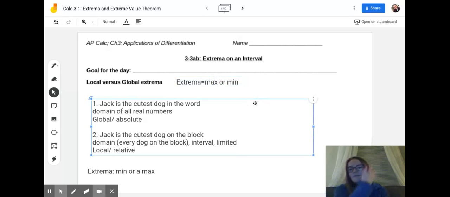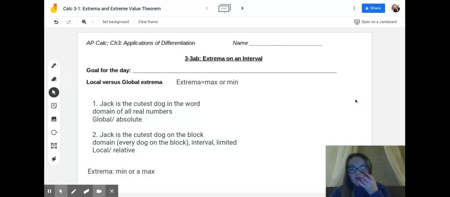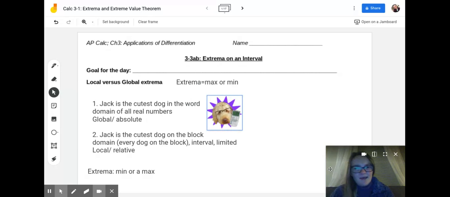So here are two examples I want to talk about to distinguish what is a local versus what is a global extrema. First statement, Jack is the cutest dog in the world. What I would say about that statement is that Jack is the global extrema. Out of the domain of all dogs in the entire world, Jack is obviously the cutest dog.